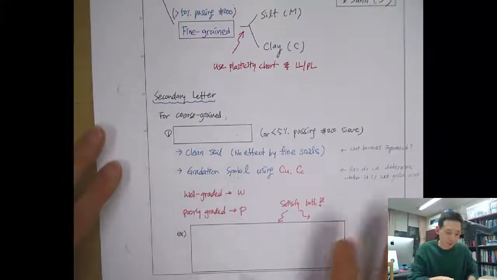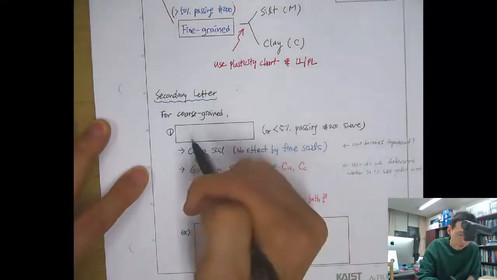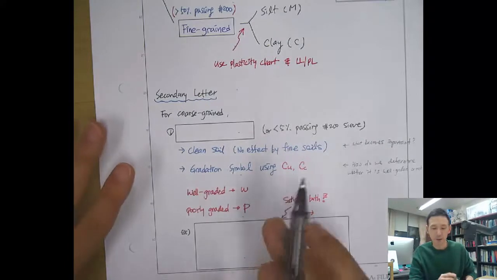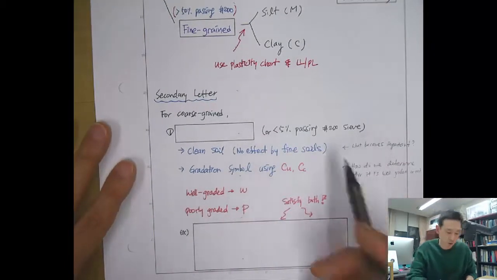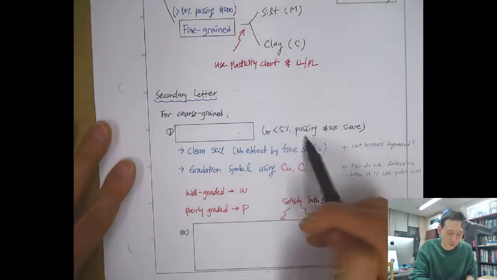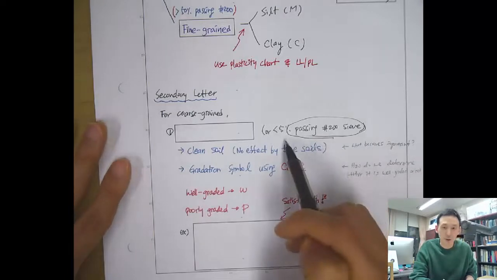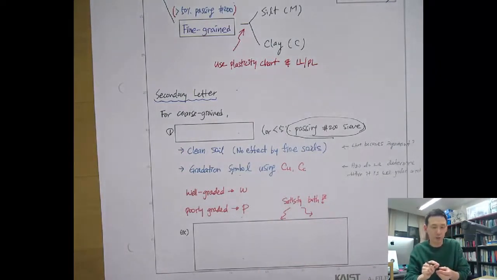Then the second letter, for coarse grain soil, we look at whether it has a small fraction of fine grain soil or not. So we look at the percent passing the number 200 sieve. If the percent passing number 200 sieve is less than 5%, then the very small fraction is just fine grain soil. It's very clean.